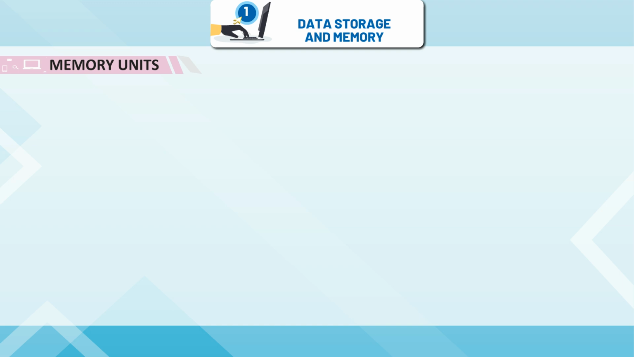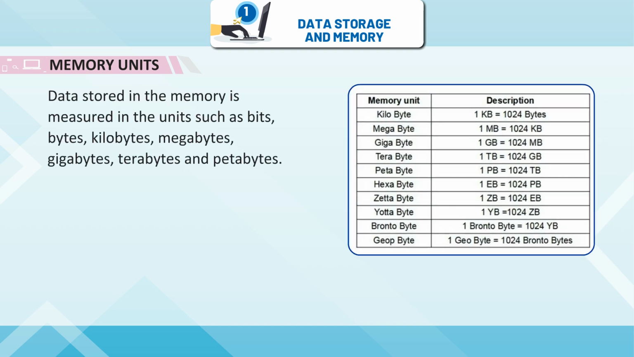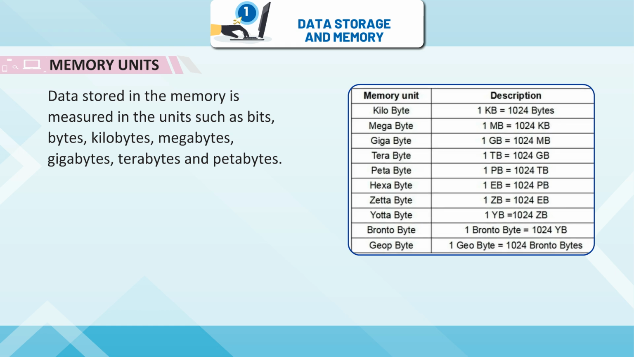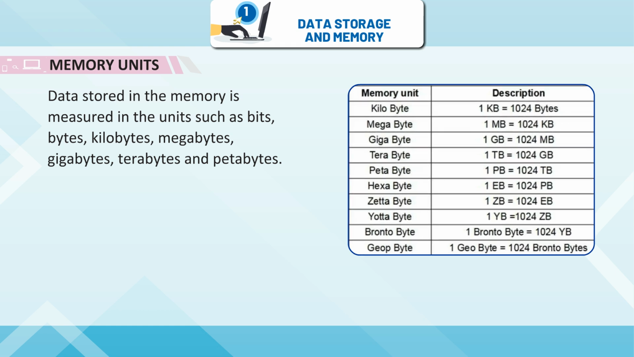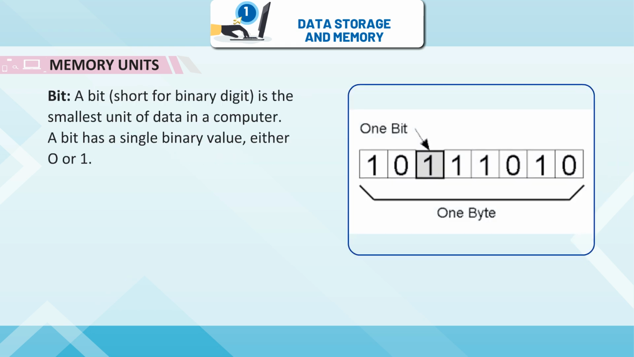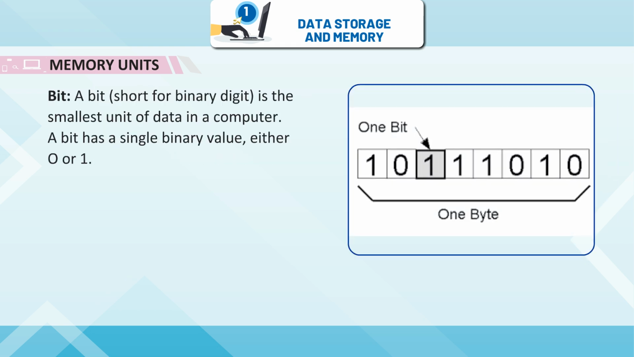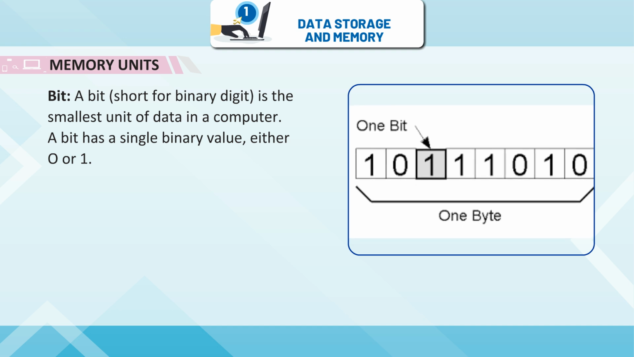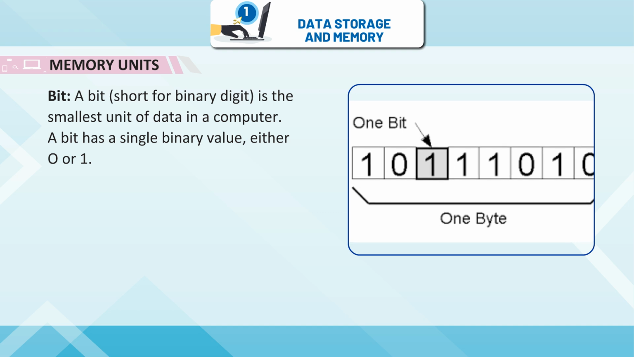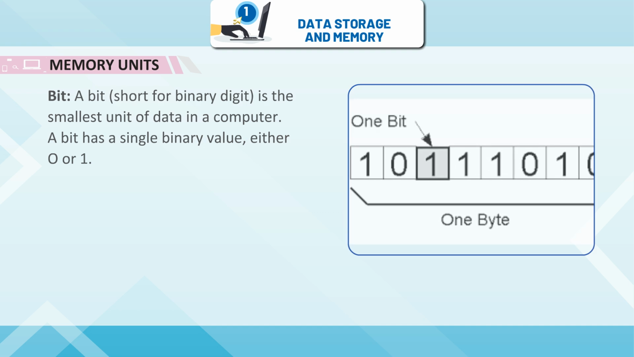Memory units. Data stored in the memory is measured in units such as bits, bytes, kilobytes, megabytes, gigabytes, terabytes, and petabytes. Bit. A bit, short for binary digit, is the smallest unit of data in a computer. A bit has a single binary value, either 0 or 1.